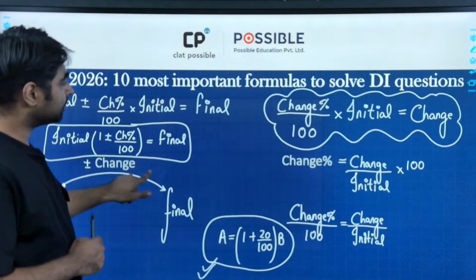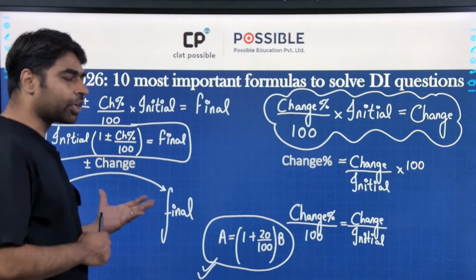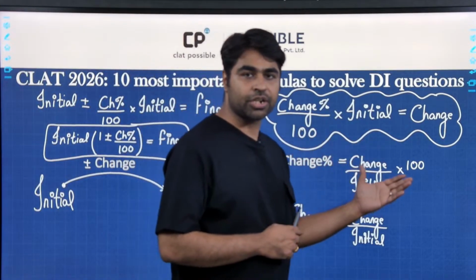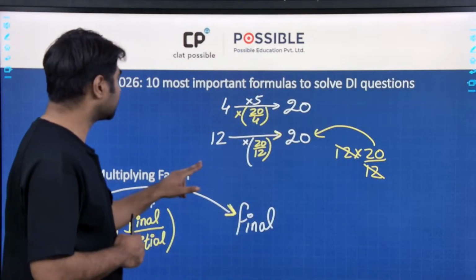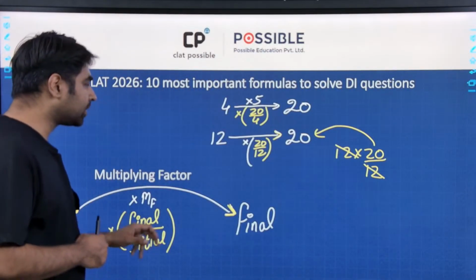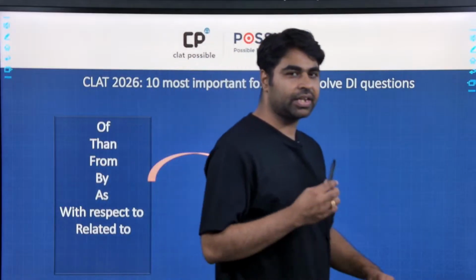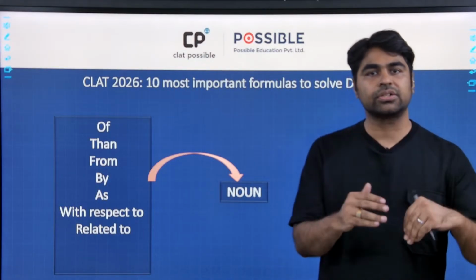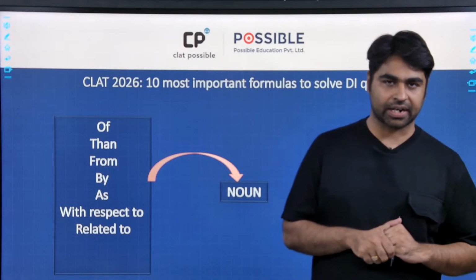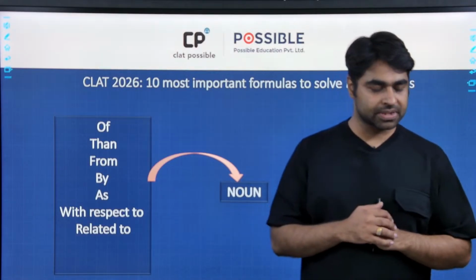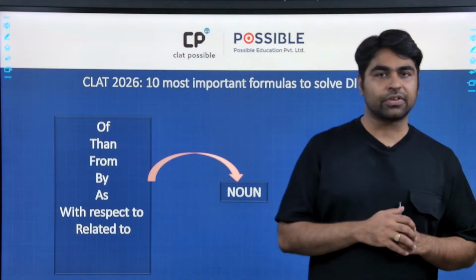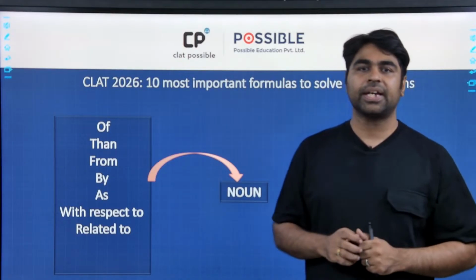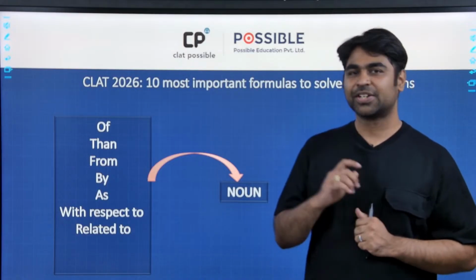Now we discussed the next important formula, and that is initial, change and final. Change, percentage change upon initial into 100. Then we discussed the multiplying factor. Now we'll discuss a very useful formula that is used in the questions of the caselets that come in the examination of CLAT. I'll show you also how it comes. But yeah, the first logic of English, how to convert English into mathematical form, is what we are going to discuss now. So please listen to me.